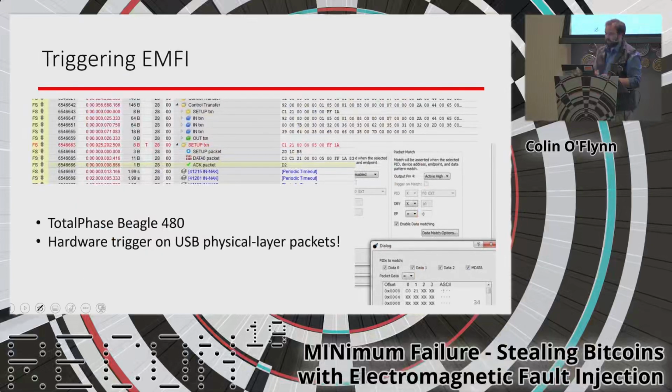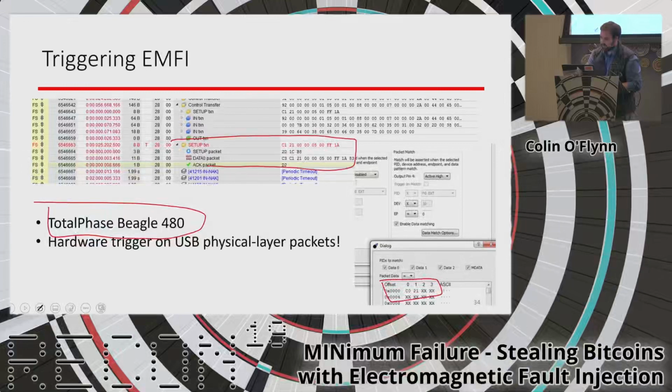And what I'm using to trigger it is USB data. I have a Total Phase Beagle 480. This is a USB hardware sniffer. It has this feature that we can say, hey, trigger on some data. In this case, the data is the GET request from the USB standard spec I was showing you. Basically I'm just triggering on that message going across the wire.